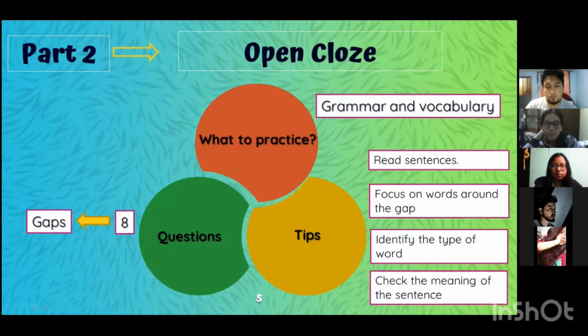Hello, my name is John, and I'm going to talk about part 2, that is open cloze. It has 8 questions with gaps, and for this part it's important that you practice grammar and vocabulary. So I am going to give you some tips that will help you in this part of the test. First, you must read the sentence and focus on words before and after the gap. Next, you should identify the type of word you need, like noun, verb, pronoun, etc. And finally, you can check if the word fits the meaning of the sentence.